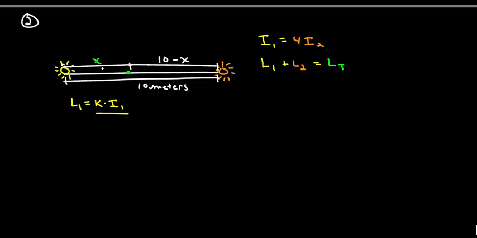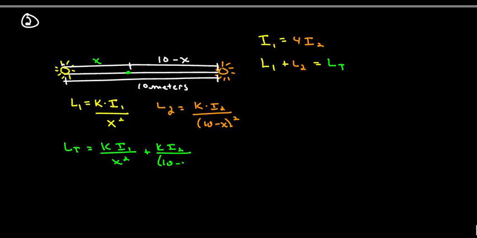The distance from the point to this light source is x, so it's inversely proportional, meaning we divide by it. As this goes up, this goes down. It's inversely proportional to the square. We also have the same for this guy, following the same proportion value times its intensity, but divided by the distance, which is 10 minus x squared. So if we want to know the total amount of light at some point, that's equal to L1 plus L2. That'll be K I1 over x squared plus K I2 over 10 minus x squared. But we also know how I1 and I2 relate to one another.